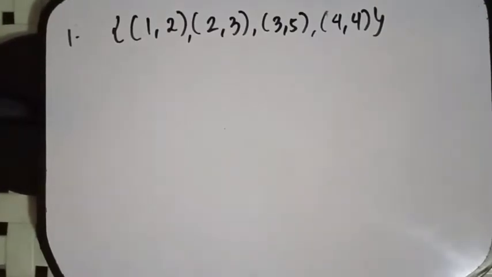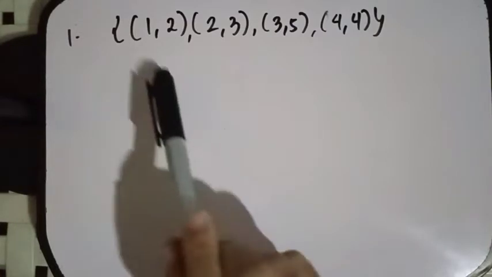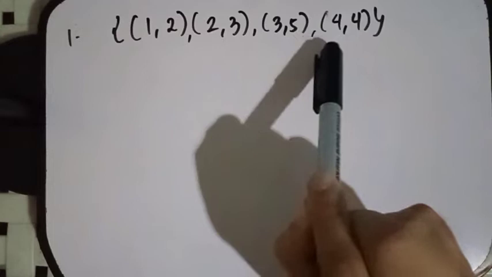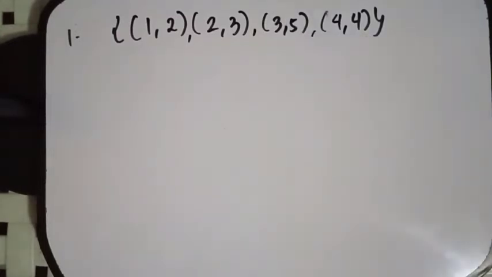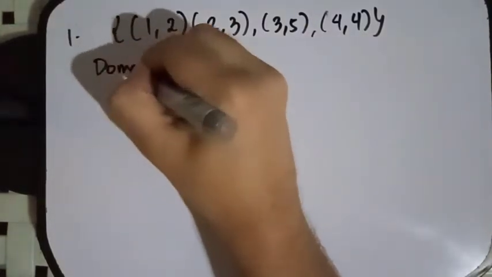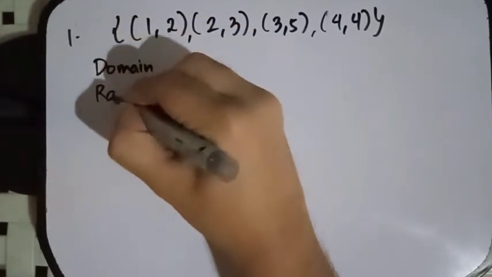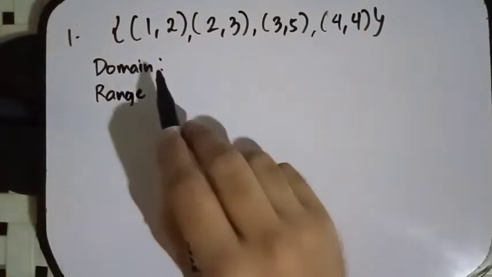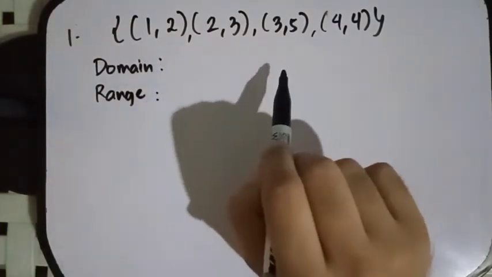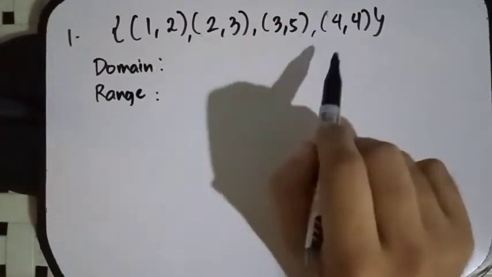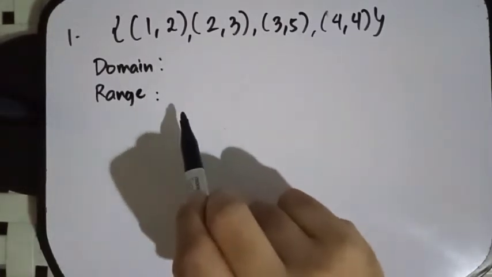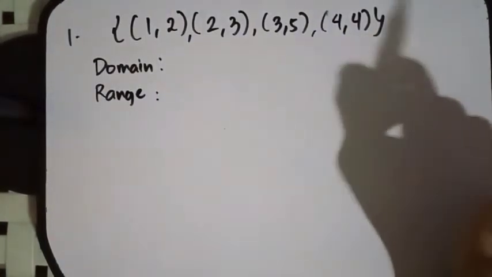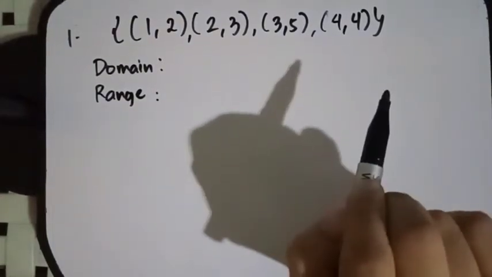Alright, so meron tayong relation dito. Okay, so yung ordered pairs natin ay (1, 2), (2, 3), (3, 5), at (4, 4). So una, kunin muna natin yung domain at saka yung range. Okay, so tandaan po natin, yung domain is the set of x coordinates. Yun yung first numbers ng ordered pair. At saka yung range, yan naman yung pangalawang numbers. Okay, set of y coordinates or yung second number sa ordered pair.